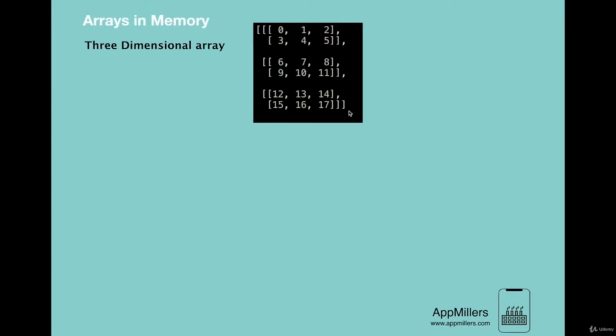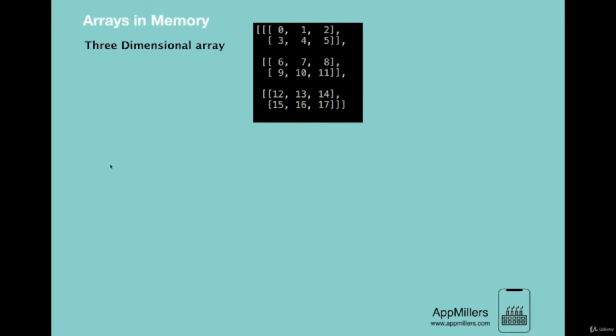Okay, let's say we have a three-dimensional array like this. Basically, this element over here is depth 0, row 0, column 0. Then it comes like this: depth 0, row 0, column 1. Then depth 0, row 0, column 2. And it continues like this: depth 0, row 1, column 0. Then depth 0, row 1, column 1. And this element over here, depth 0, row 1, column 2.